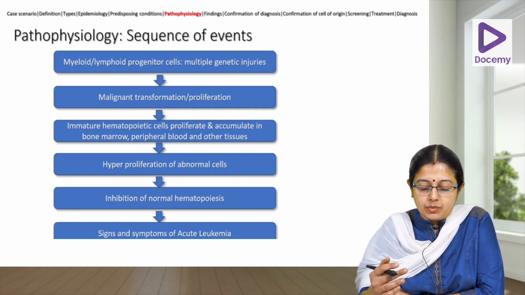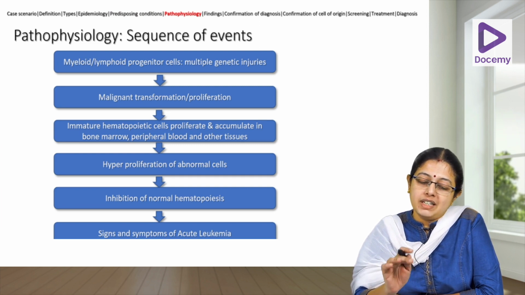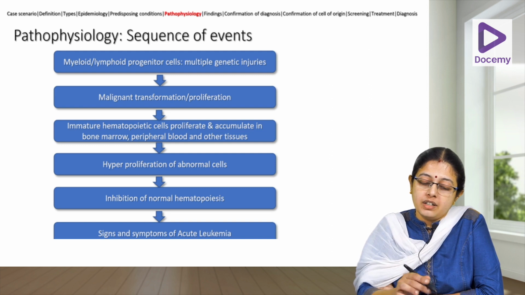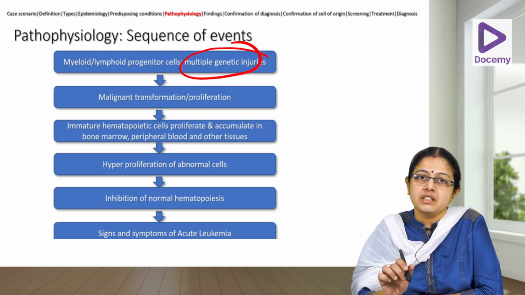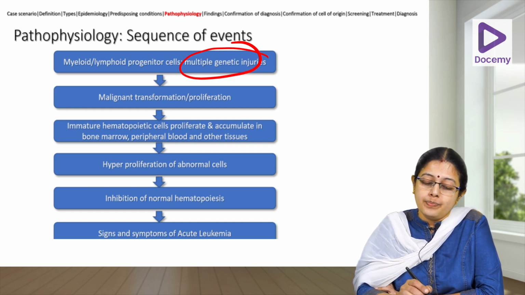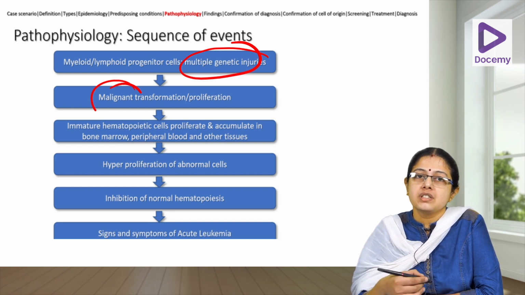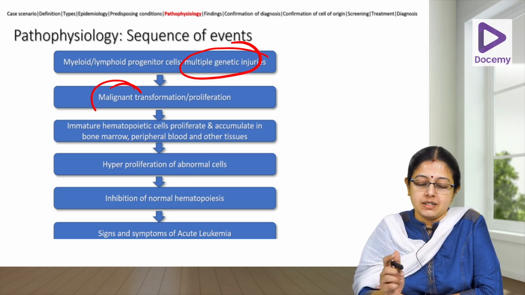So what is happening? Why do they develop these leukemias? As I said, the myeloid and lymphoid progenitor cells undergo multiple genetic injuries. This is the main trigger that makes them transform into malignant cells. So you have multiple genetic injuries, and this causes them to transform into malignant cells.